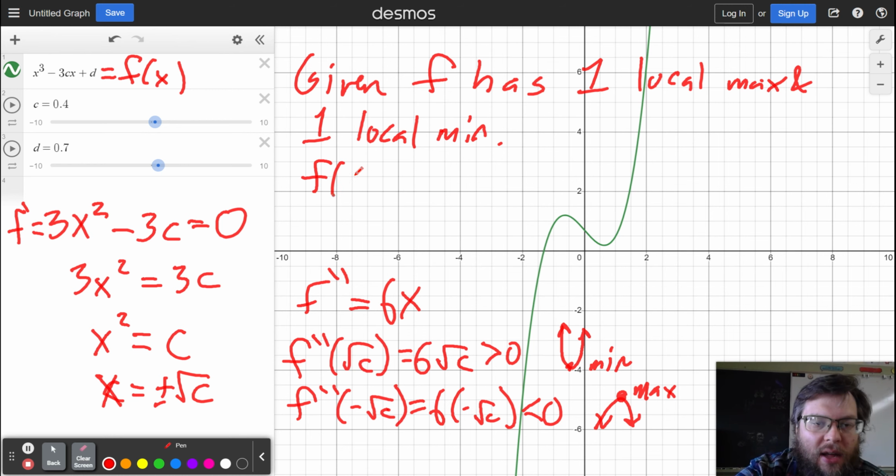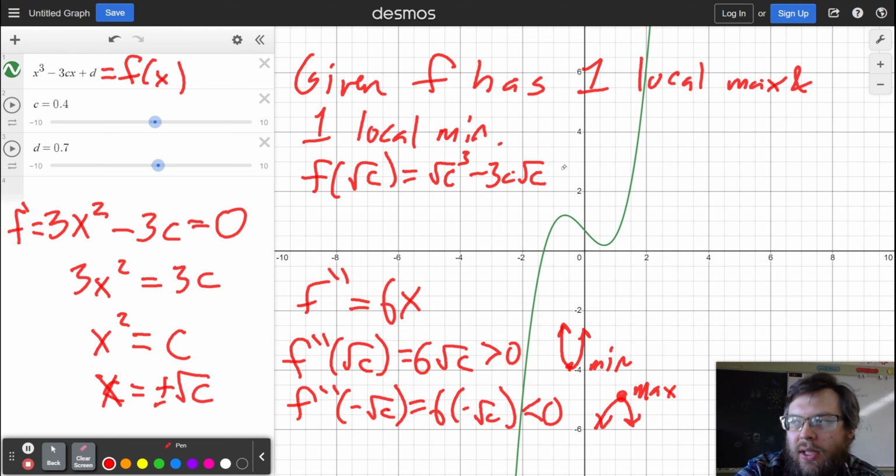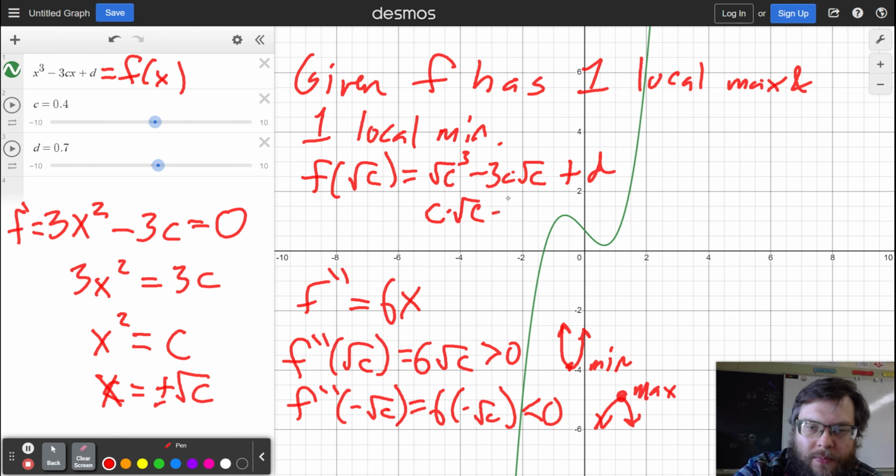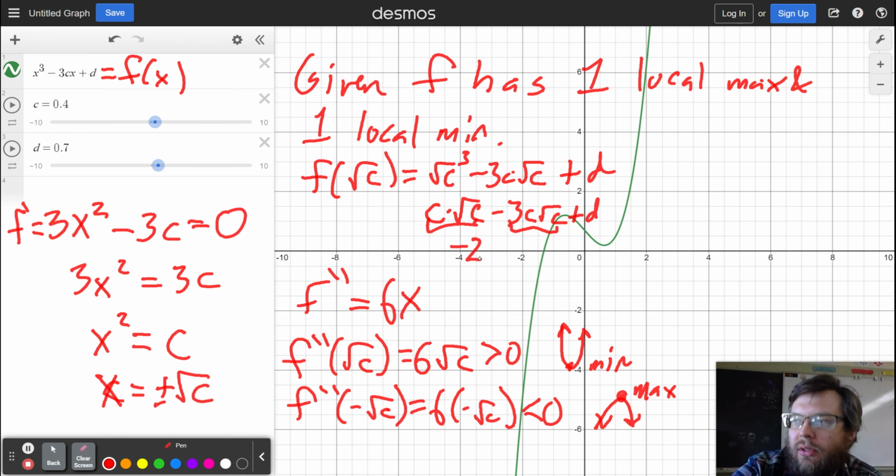So the y value of our minimum is going to be f of the square root of c. In other words, the square root of c cubed minus 3c times the square root of c plus d. Okay? And if you work that out, the square root of c cubed is the same as c times root c. We can use 2 of them to cancel the square root. The only reason I'm doing that is just to combine my like terms. This is 1 copy of c root c, and this is minus 3 copies. So I have negative 2 c root c plus d.